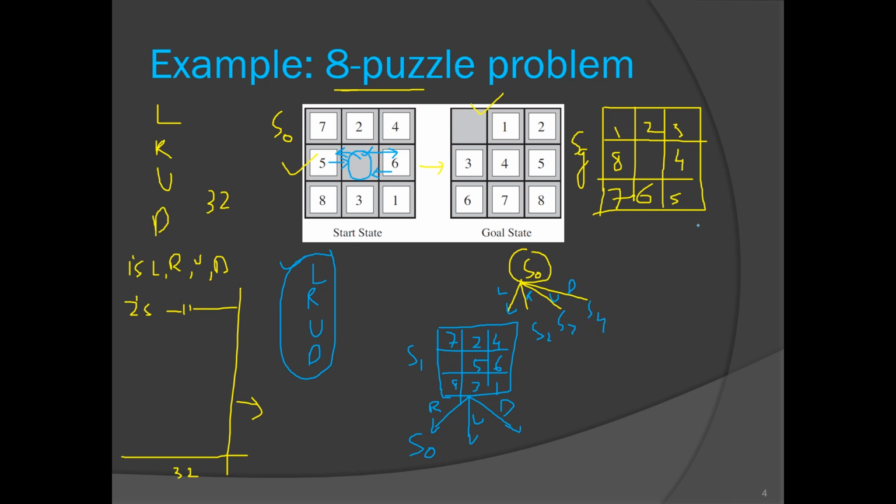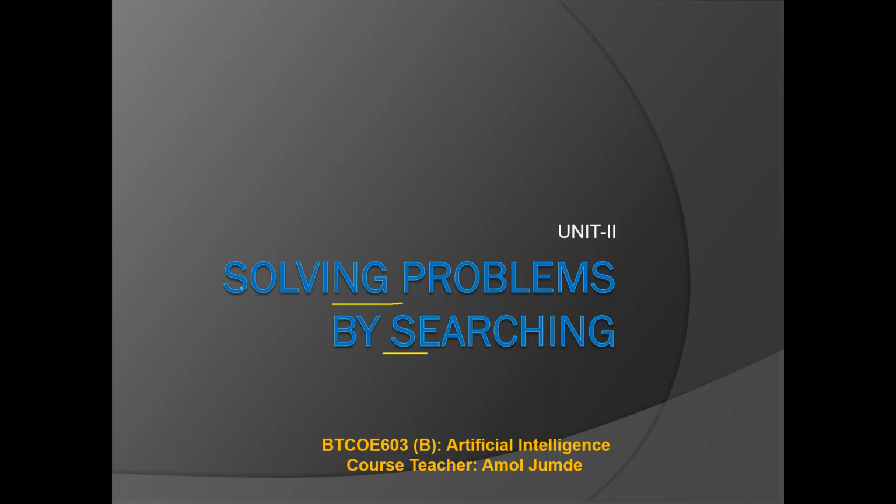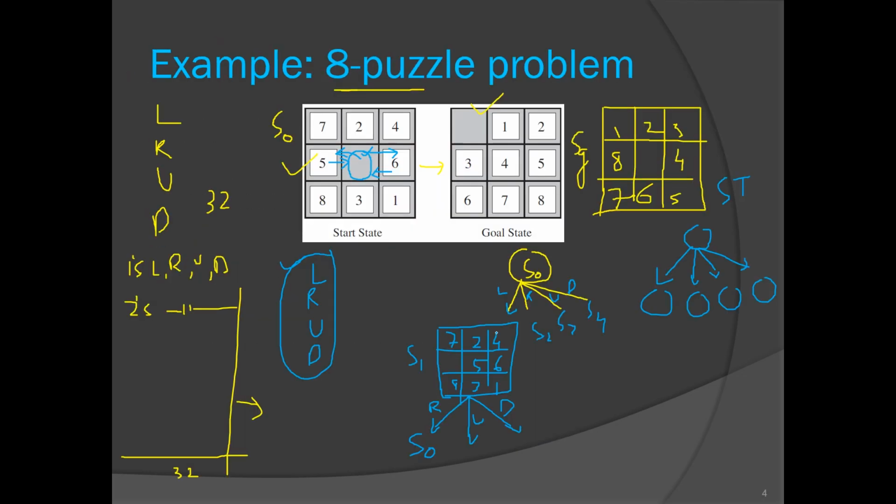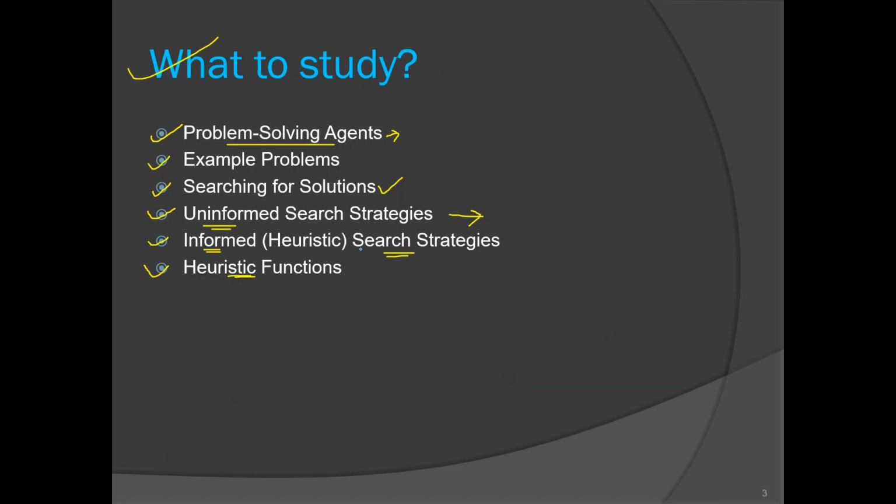Okay, so in this way, when I am searching for a solution to this problem, I am getting a tree-like structure, right? And this tree is actually known as a search tree. Our agent will be searching for a solution in this search tree. That's why the title of this unit is solving problems by searching. And how our agent travels through this search tree defines different search strategies.